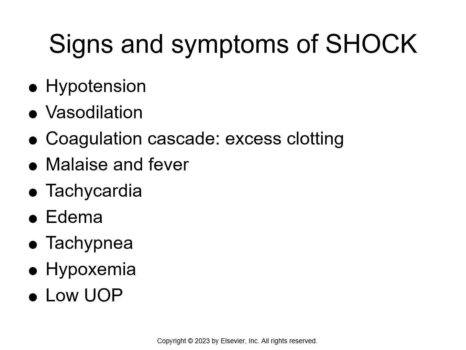But we're going to have hypotension. We're going to vasodilate. We're going to have a coagulation cascade. We're going to have excess clotting. That's where we can go into DIC, disseminated intravascular coagulation, and that's where we shower many clots all over the body. You'll see patients with black fingers, black toes, blackened areas where they've necrosed, where little clots have gone and shut down blood flow. So we see that with patients in shock. Malaise and fever, tachycardia, edema, tachypnea, we're going to breathe fast, hypoxemia, and low urinary output.